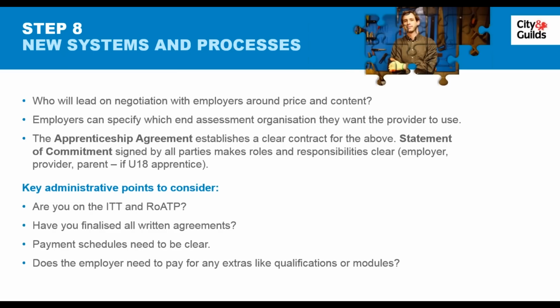Some final points to consider. Obviously, you're probably on with your ITT now for non-levy paying employers and the register for apprenticeships. Have you finalised all written agreements? Payment schedules need to be clear. And are you having the conversations with employers about any additional modules that they want to incorporate, like qualifications? Just note that even though some of the apprenticeships don't have any qualifications on the new standards, an employer can choose to put one in.